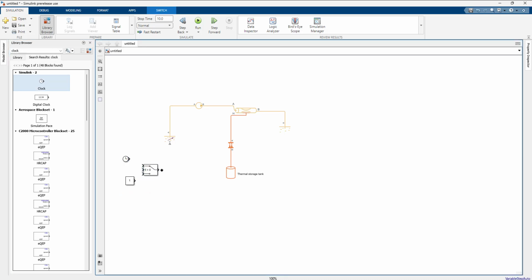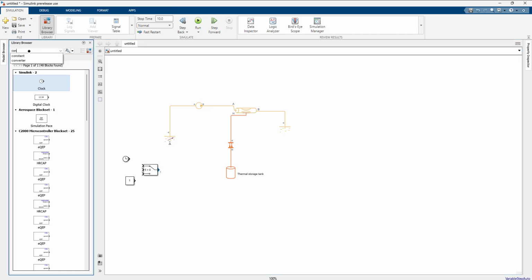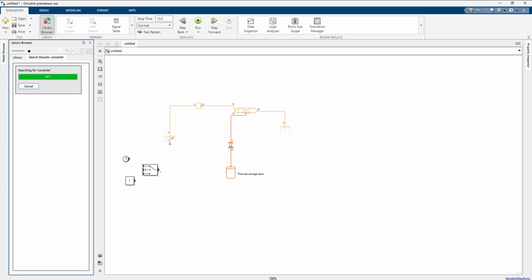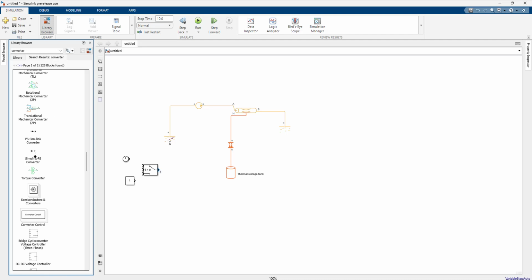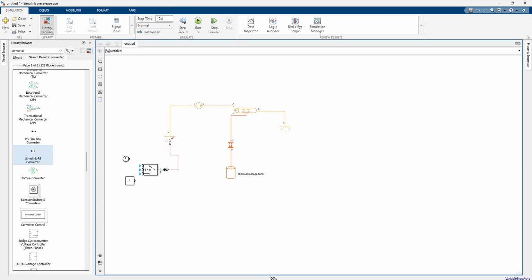Okay, so I put the switch here, and also I need a converter. So I go down, it's right here. I connect this to this one. Okay, it's good. And after that, I connect the clock to here, and I copy this constant and connect it to this part.